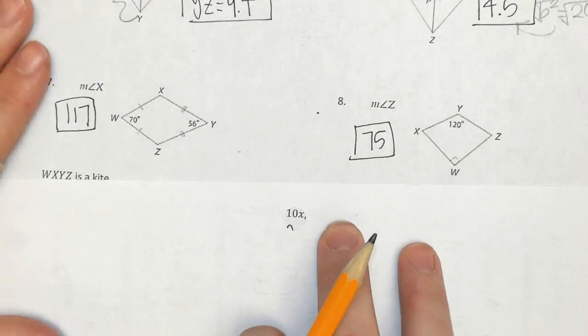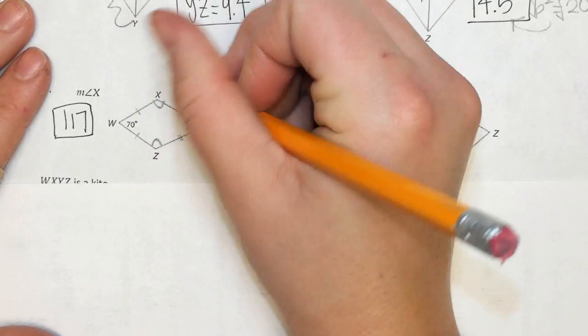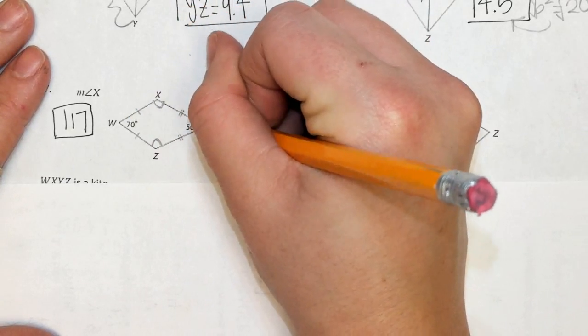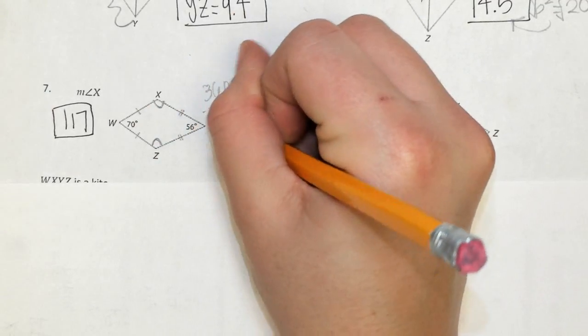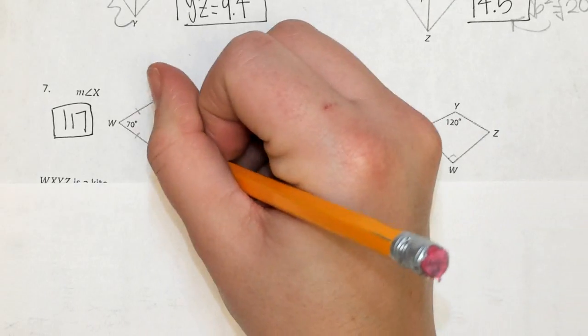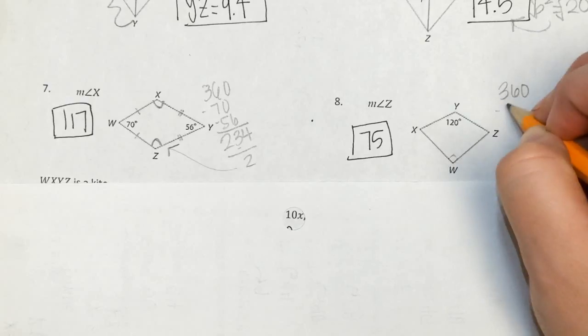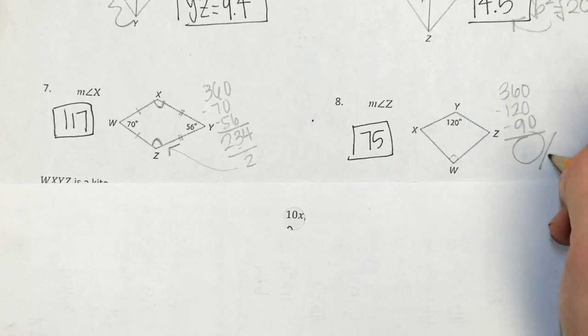All right, in a kite, you have two angles that are the same, this angle and this angle. So start with 360, subtract 70, subtract 56, and you would get 234. Divide that by 2 to get your missing angles. Same thing over here. Start with 360, subtract what you have, and whatever you get right here, just divide it by 2.